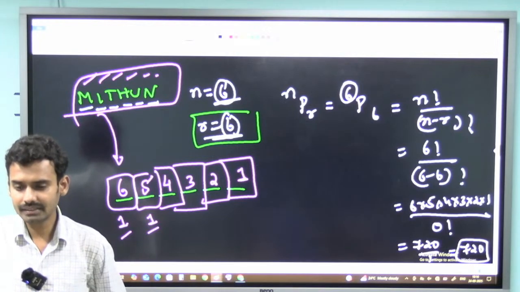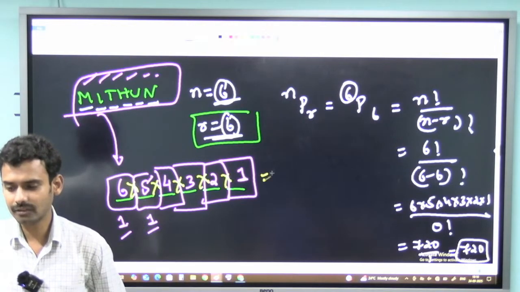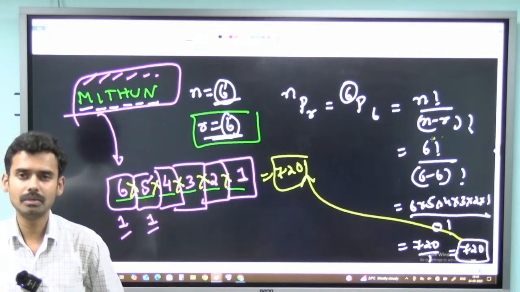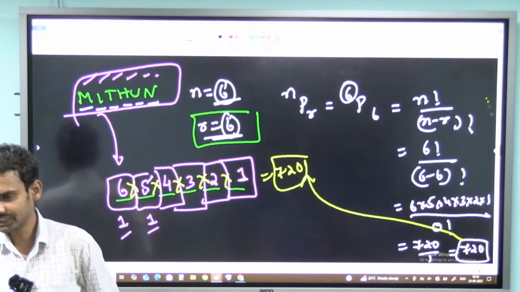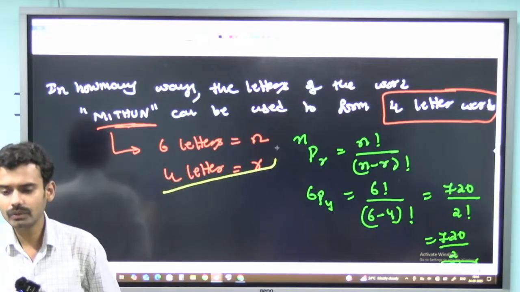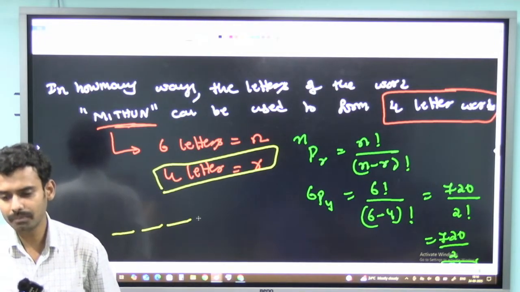Now the final answer is just the multiplication of all these numbers, that is 6 into 5 into 4 into 3 into 2 into 1. So the answer will be 720. If we observe, in the formula method also I was getting the same answer. Now, how to do this for the next question? For the next question, the r value is only 4. So you need not make 6 dashes. Here I am taking only 4 placeholders.